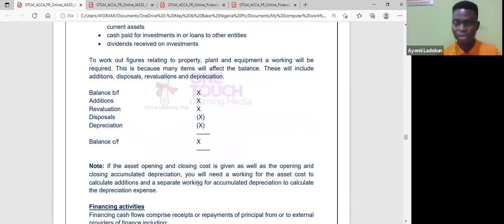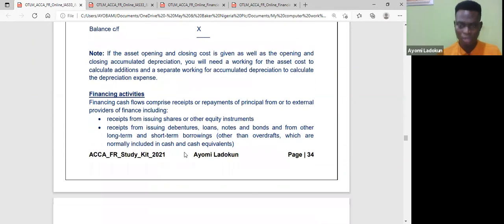Now for your PPE, all you need to do is bring on your balance at the beginning of the year. Is there any addition? That means I purchased more. Is there any revaluation? Disposal will be removed. Depreciation will be removed. Okay. So whatever you have here will represent your cash flows when it comes to PPE.